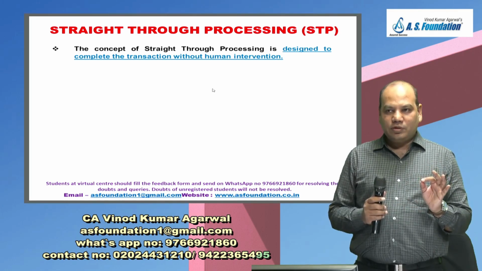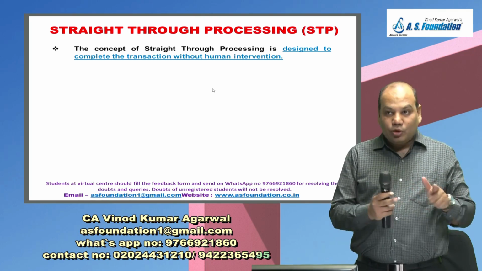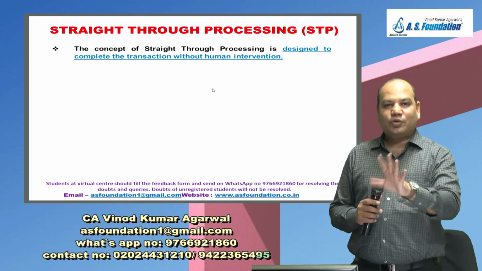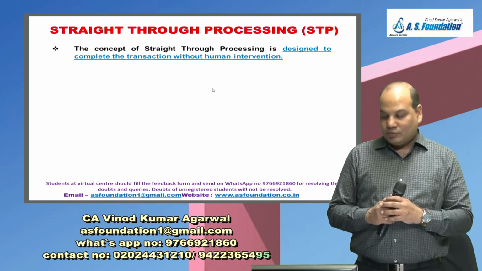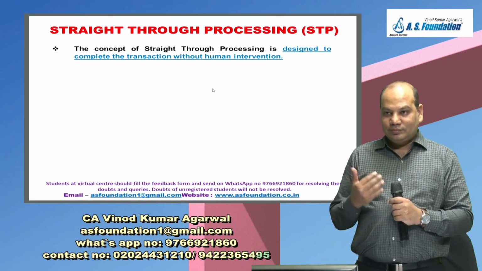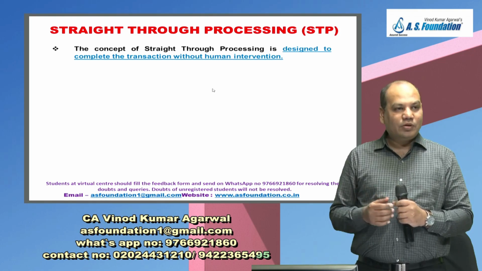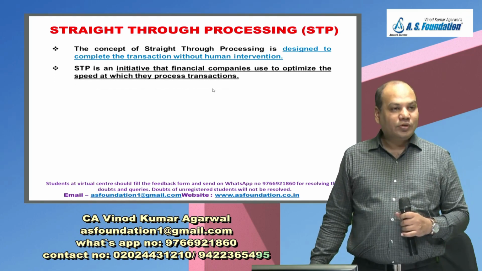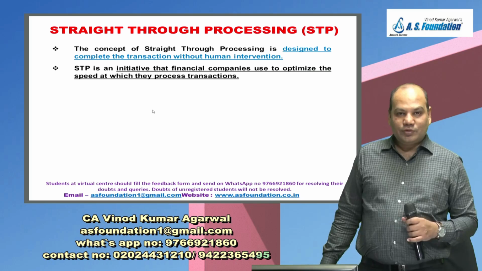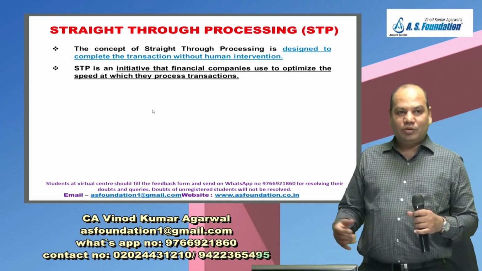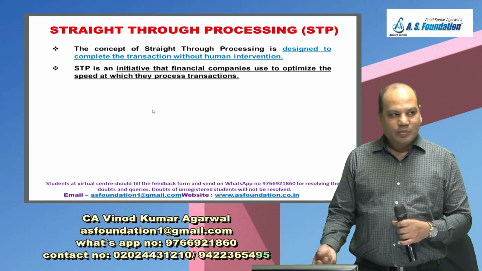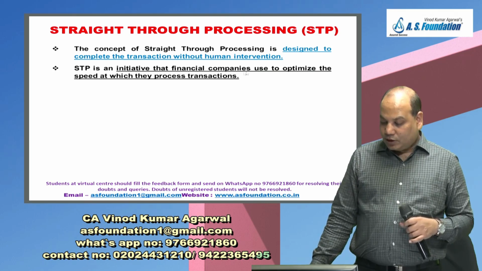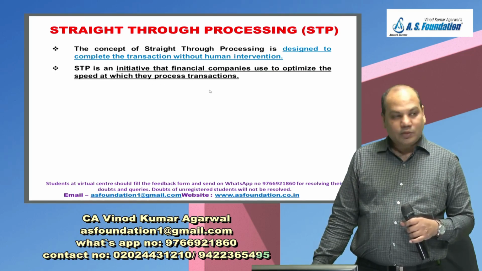That means you purchase the share, you'll get it. And in between, no human intervention will be involved. The technology will do everything that is required in that whole process. So what will be the benefit? Less labor cost and time will be saved. Speed, cost reduction and accuracy also, because if the technology is properly tested, it can't make mistakes. STP is an initiative that financial companies use to optimize the speed at which they process the transaction.